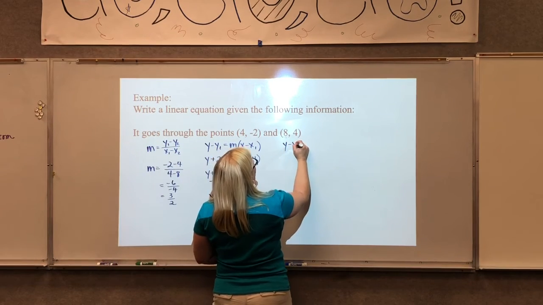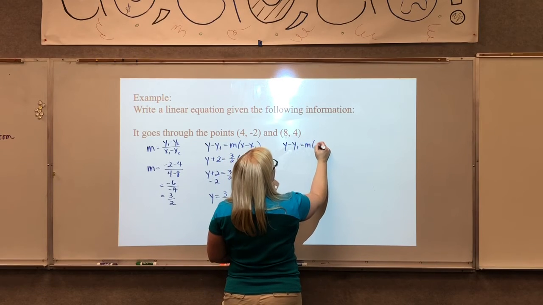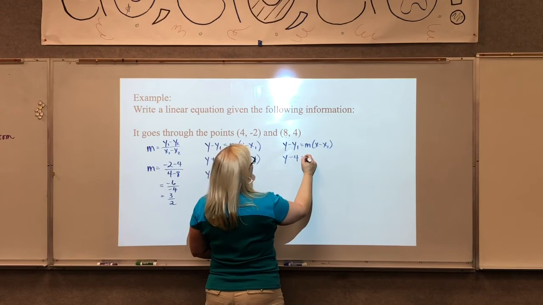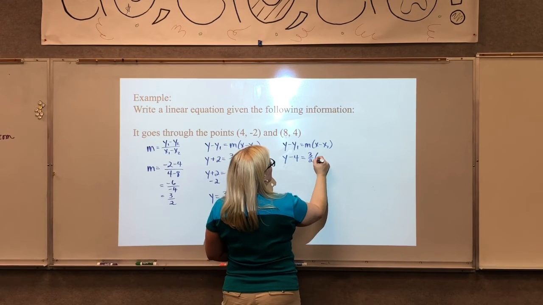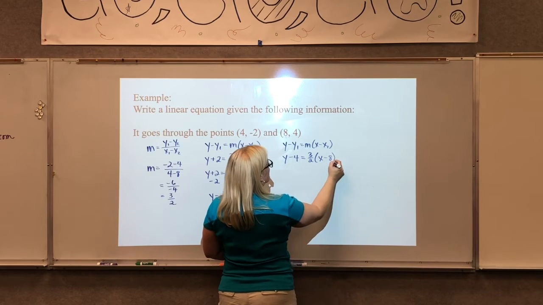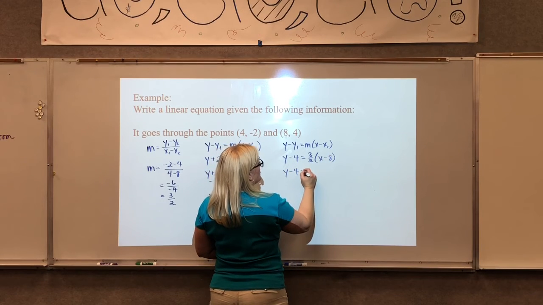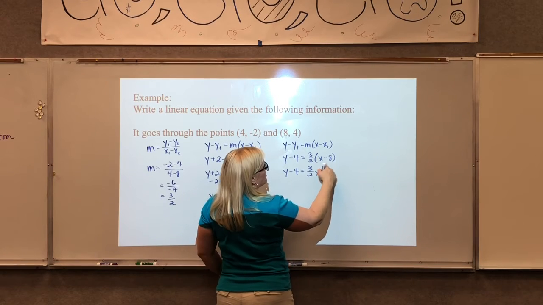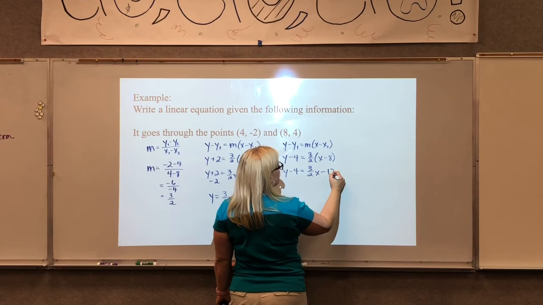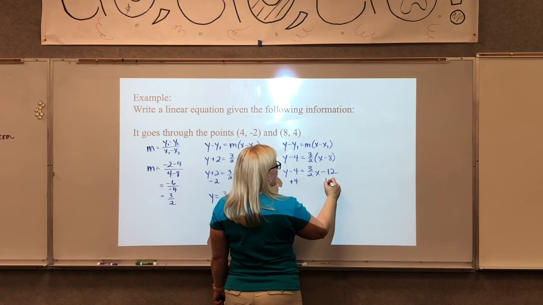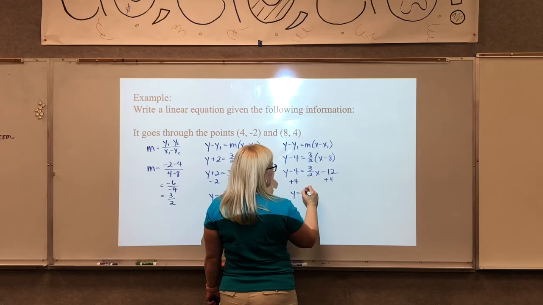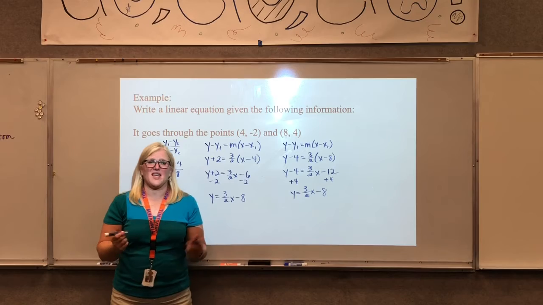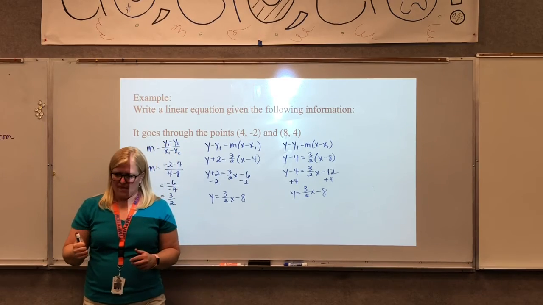So if I use the point slope formula again, this time I'm going to use this point. So y minus 4 equals my slope times x minus 8. If I distribute the 3 halves, 3 times 8 is 24, divided by 2 is 12. And then I add 4 to both sides, and I get y equals 3 halves x minus 8. So you can see that we get the same thing. It doesn't matter which one you use.